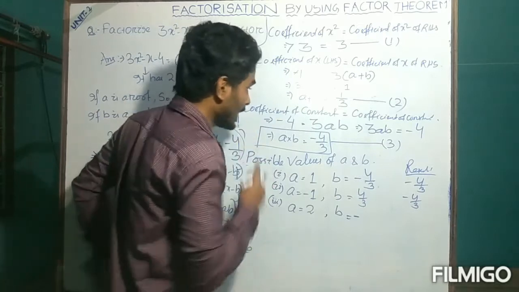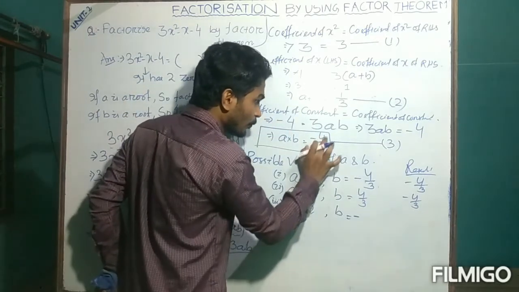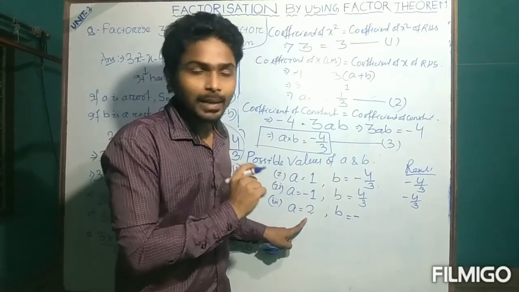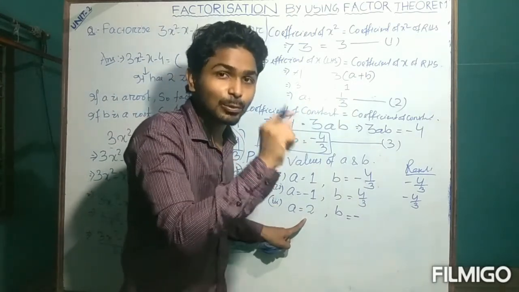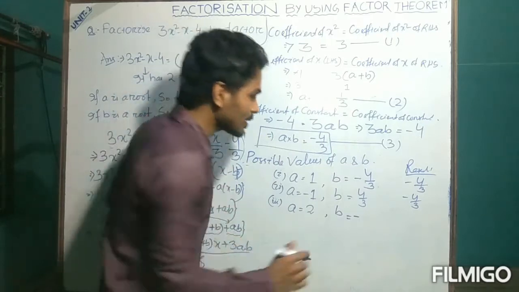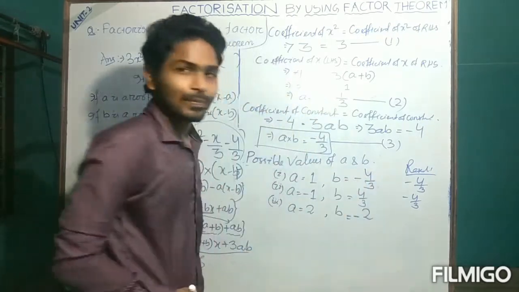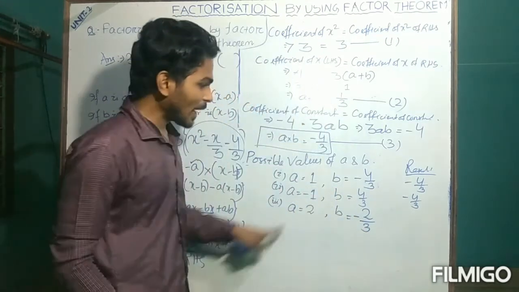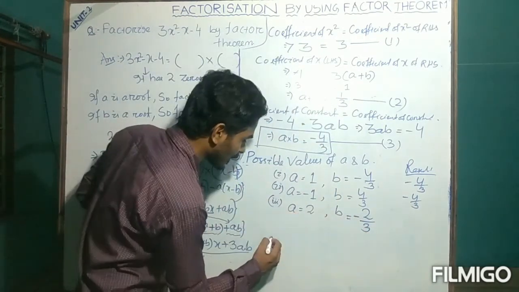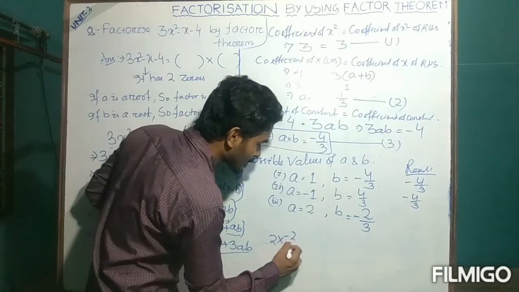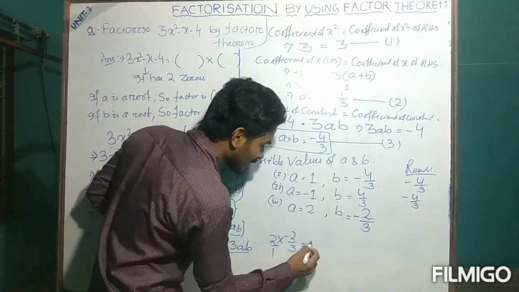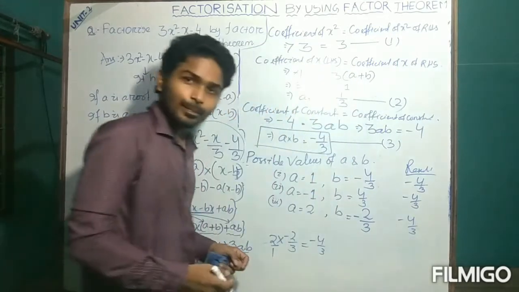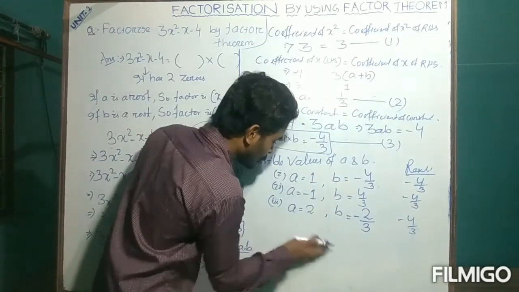Then we need 4 in the numerator. We already have 2 in the numerator, so we need another 2, because 2 into 2 is 4. Now in the denominator we need 3. So I can write -2 by 3. Now let us multiply these two numbers: 2 into -2 by 3 means -4 by 3. Hence the result will be -4 by 3. Clear? Now fourth assumption.